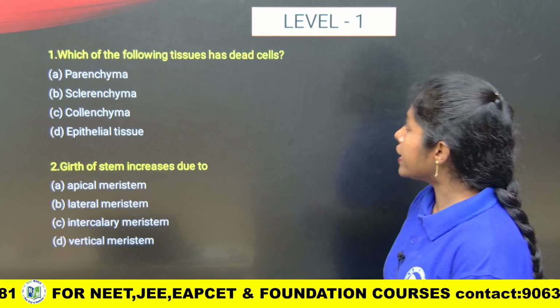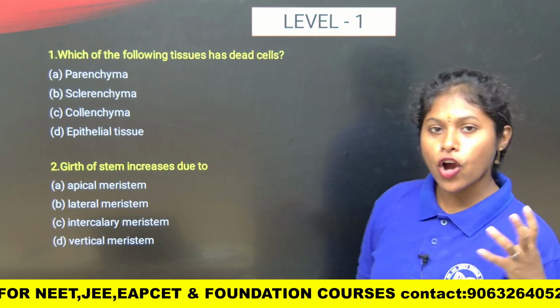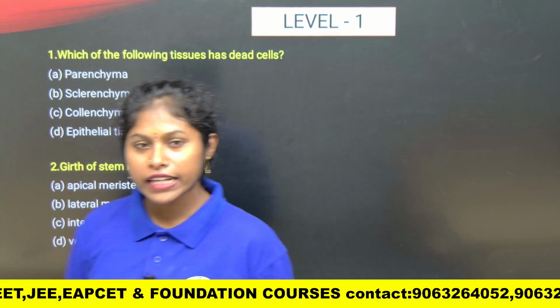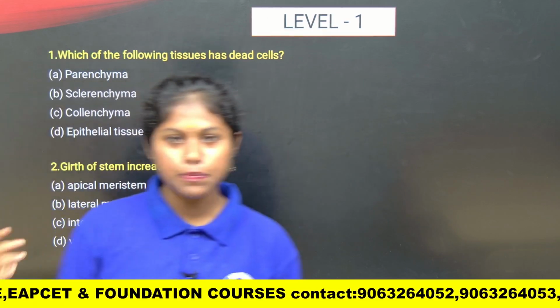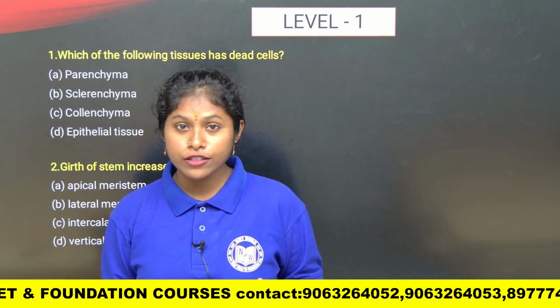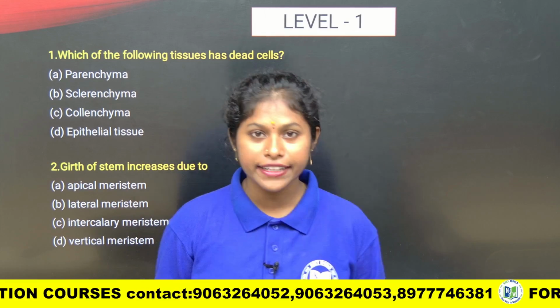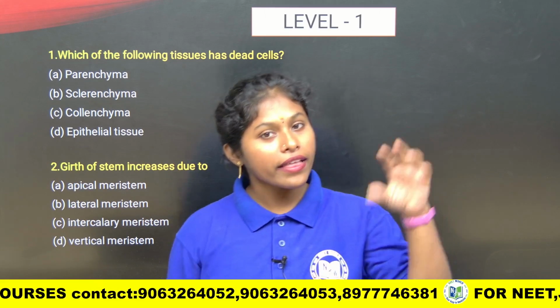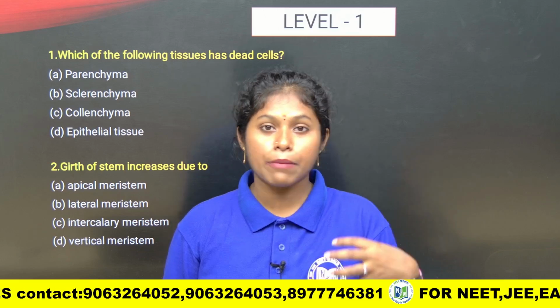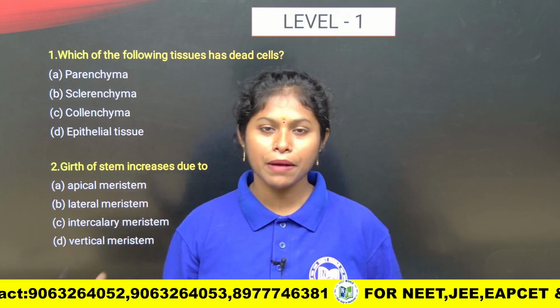So, which of the following tissues have dead cells? We all know that plant tissues are of mainly two types. One is meristematic tissue, another one is permanent tissue. For the primary growth of the plant, the required tissue is meristematic tissue. When these meristematic tissues lose the ability to divide, then they become the permanent tissues, right?